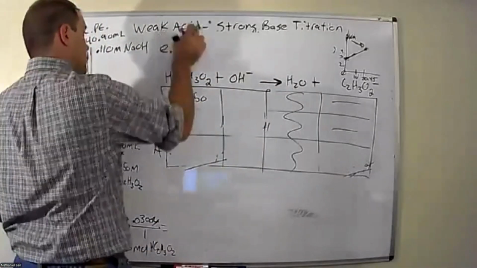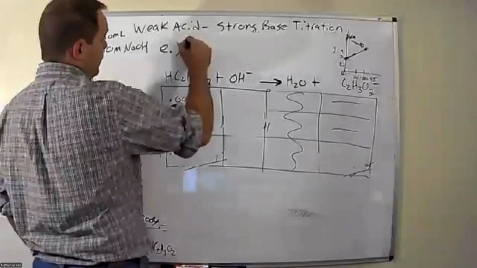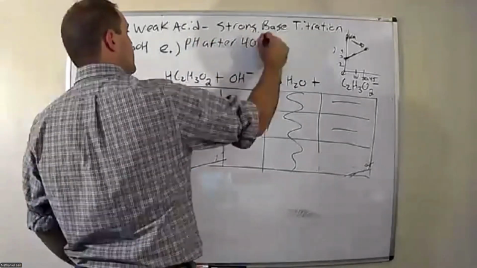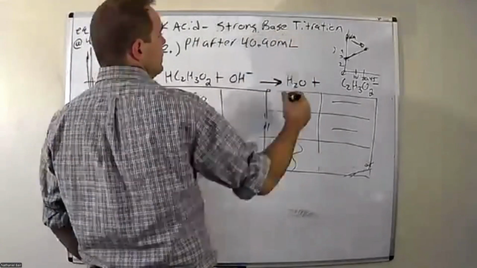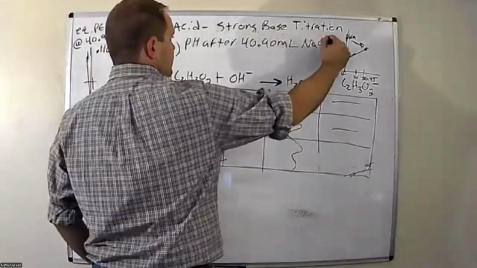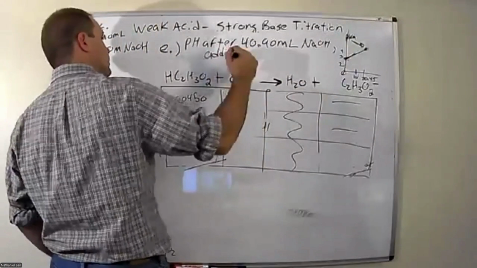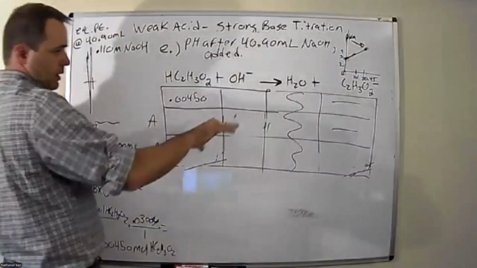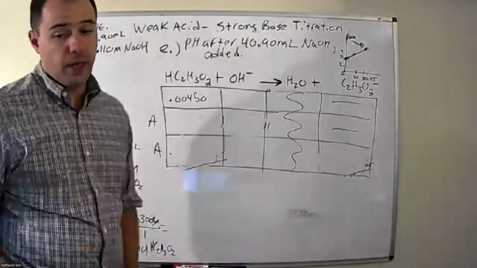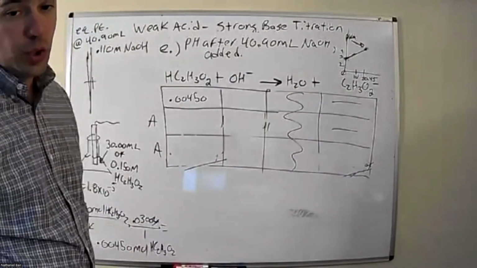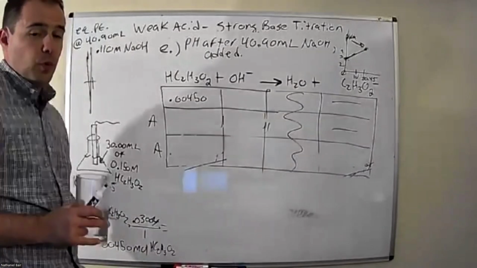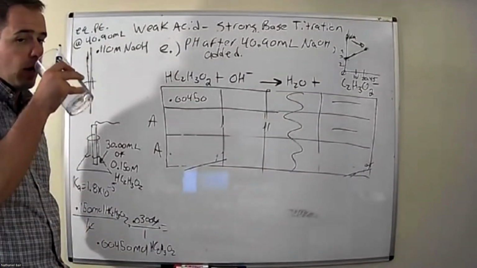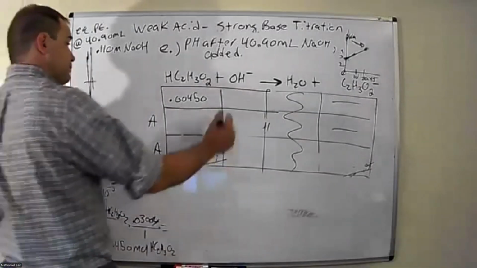Point E, we are going to get to the equivalence point. I want the pH after 40.90 mL of the sodium hydroxide is added. Oh, boy. I'll give you a second to make that table. We're going to do this one together because this one is no joke. The equivalence point of a weak-strong titration is a lot. It's a whole page of paper right there.